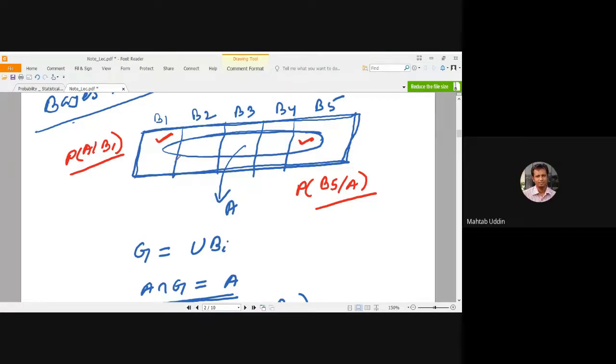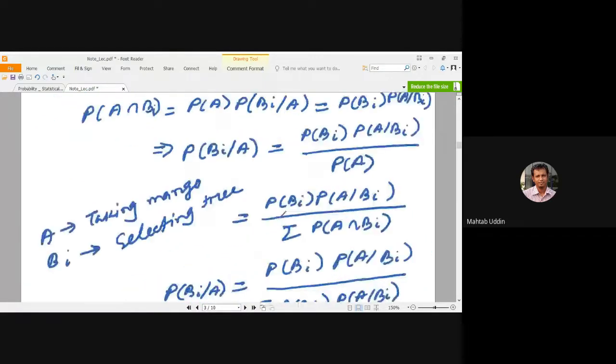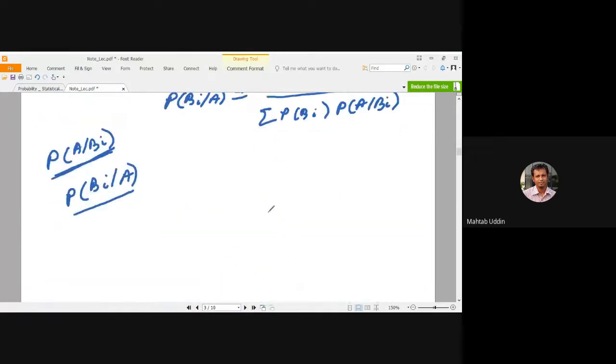That is, your primary source has been given and you are getting the probability of the secondary source. This is how it happens. Let me give you an example.